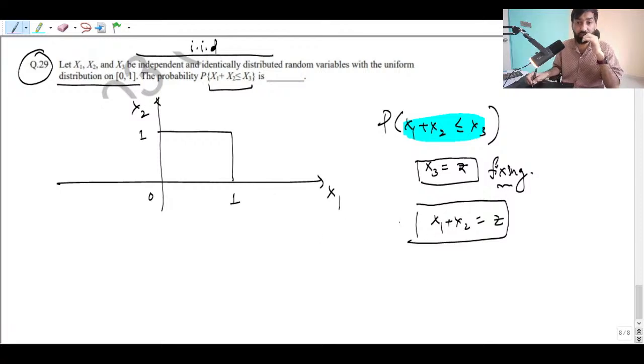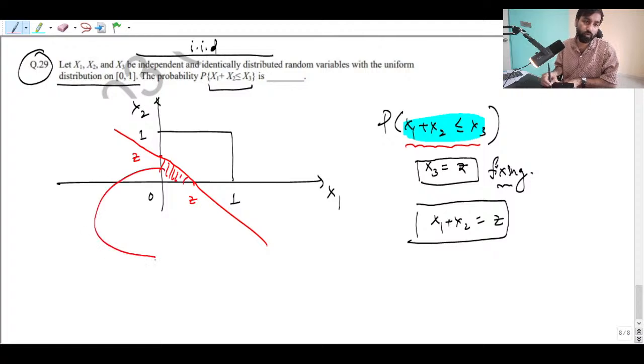So if x1 is 0, x2 is going to be small g, and this is small g, right? So one line will be there. This is the line that we want. What they are asking is to compute the probability of x1 plus x2 less than or equal to x3, right? So what is the area of this? What is the area here?